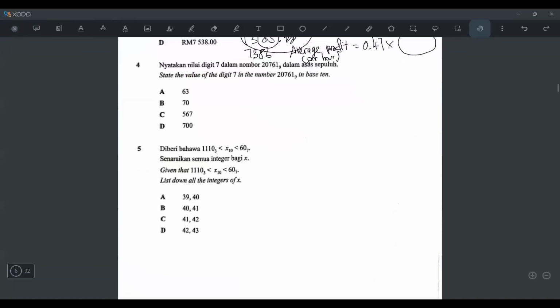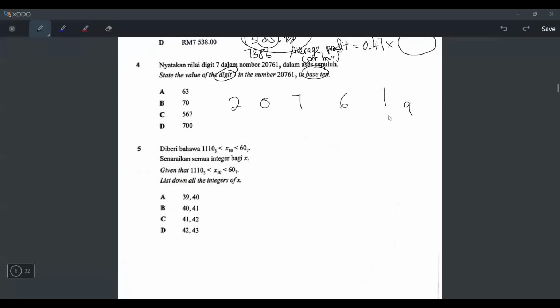Okay, let's go to number 4. State the value of digit 7 in this number in base 10. So 20761 base 9. If you want to know the value of digit 7 in base 10, I have to write down the place value. So 9 power 0, 9 power 1, 9 power 2, 9 power 3, 9 power 4, and then we will times all these numbers together and add all of them.